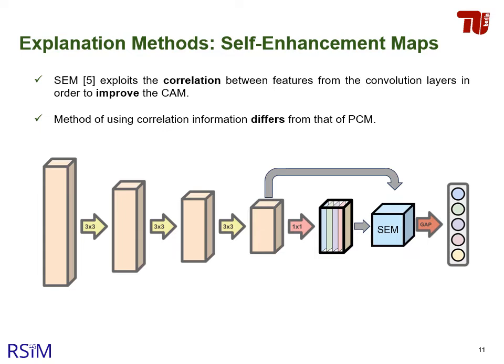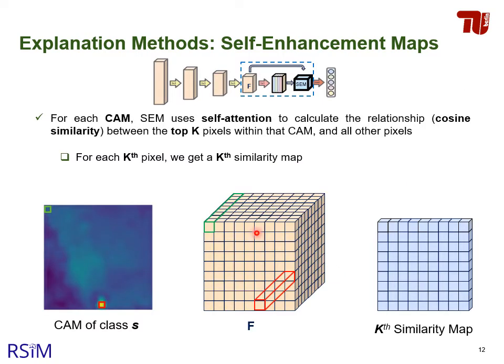So the final method that we applied was self-enhancement maps, and just like with PCM, SEM calculates the CAM using a 1x1 convolution layer and then exploits correlation information from the final feature maps in order to improve the CAM. However, SEM calculates the similarity only for a small subset of the possible pixels, whereas PCM calculates it across all pixel pairs. So here in SEM, we choose the K top pixels, which are the pixels with the highest values within the class CAM.